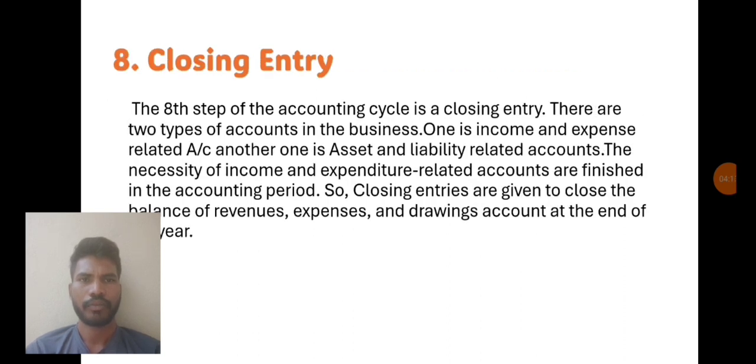The eighth one is closing entry. The eighth step of the accounting cycle is closing entry. There are two types of accounts in each business. One is income and expense related accounts. Another is assets and liability related accounts. The income and expense related accounts are finished in the accounting period. So closing entries are given to close the balances of revenue, expenses and drawings accounts at the end of the year.